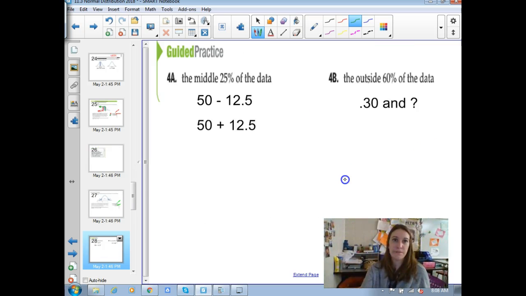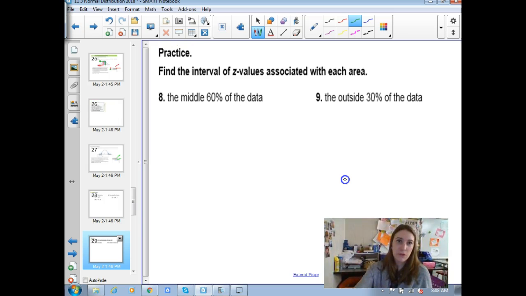So this one's already done for you. Let's try to find something that's not done for you. I think this is the first one that's not done. So this is on your notes. Number 8, find the interval of the z-scores associated with each area.